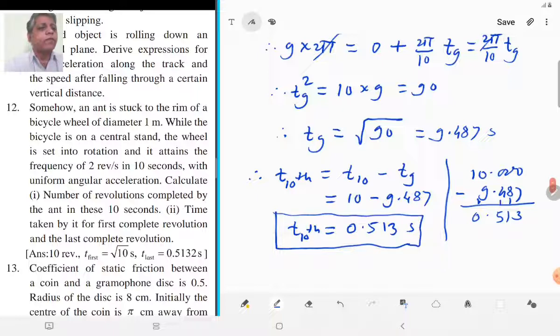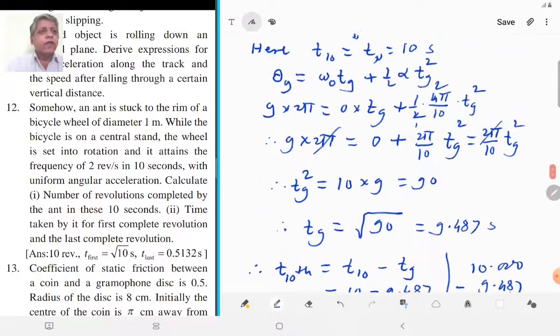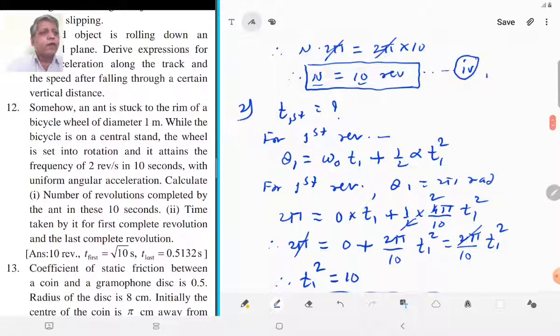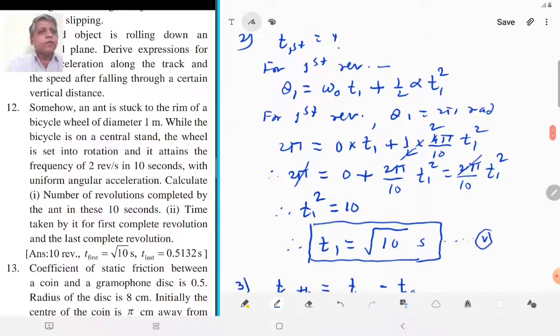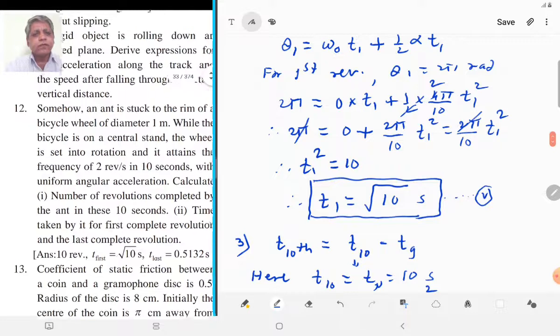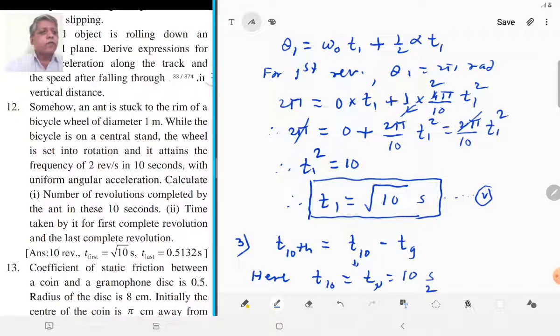These are the requirements. This is equation number 6. The equation number 4, 5 and 6 are the required answers here. The answers given in your textbook: the number of revolutions is equal to 10, that is the correct answer. The time taken to complete first revolution, that is square root of 10 second, that is also correct.